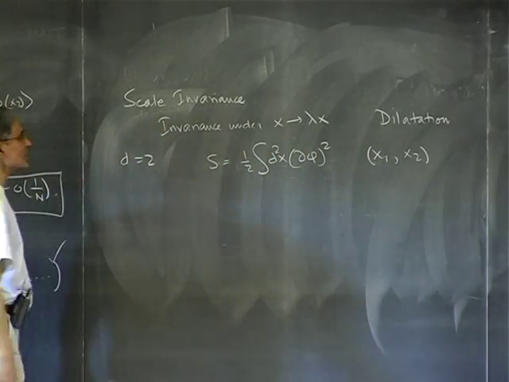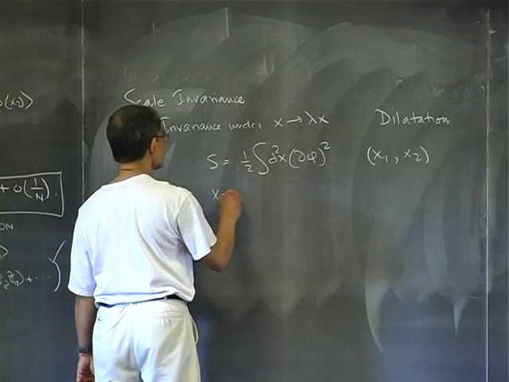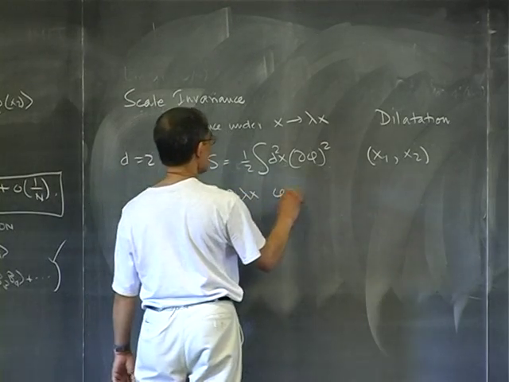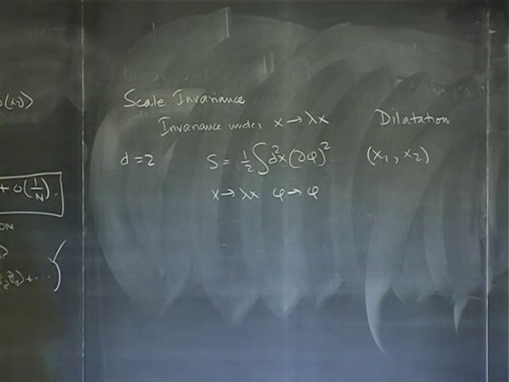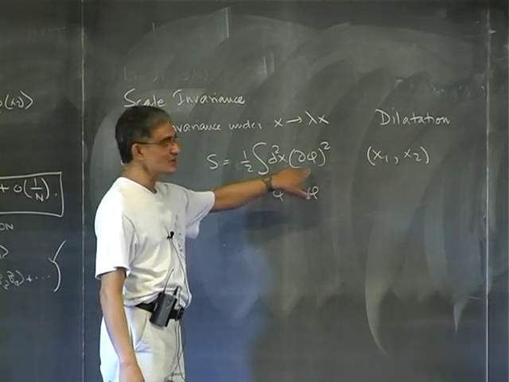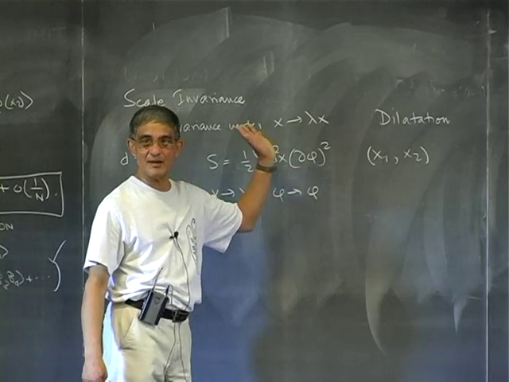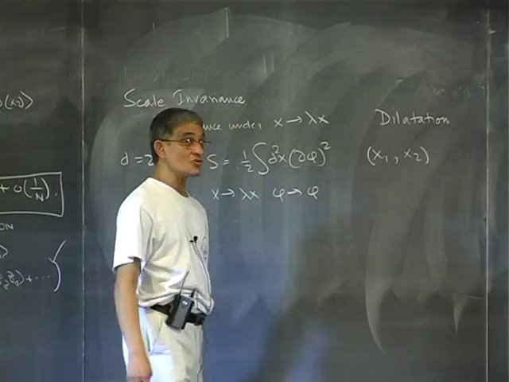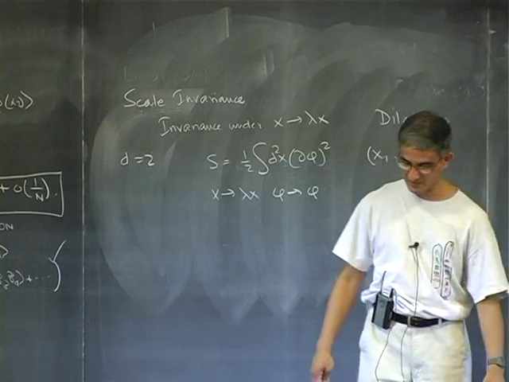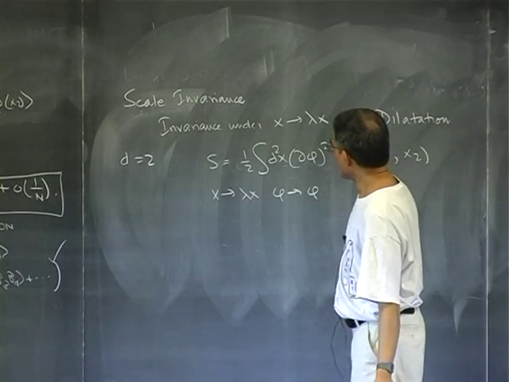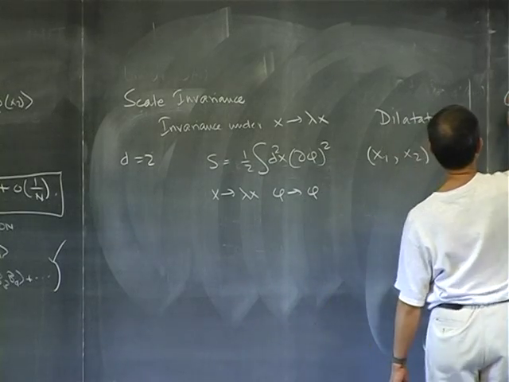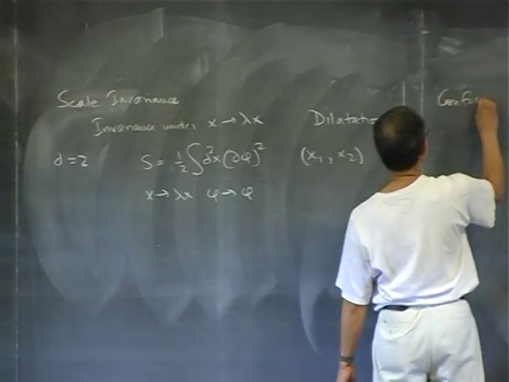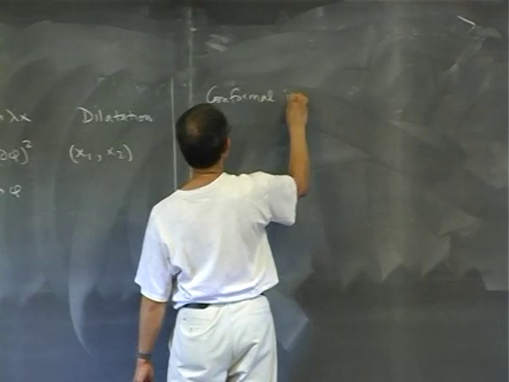So, then you can see that this theory is invariant under x going to lambda x and phi going to phi. Clearly, there are 2 powers of x upstairs, 2 powers of x downstairs, and the lambda cancels off. Okay. So, classically this theory is scale invariant. But this theory actually has a larger invariance which is called conformal invariance. Let me tell you what conformal invariance is.